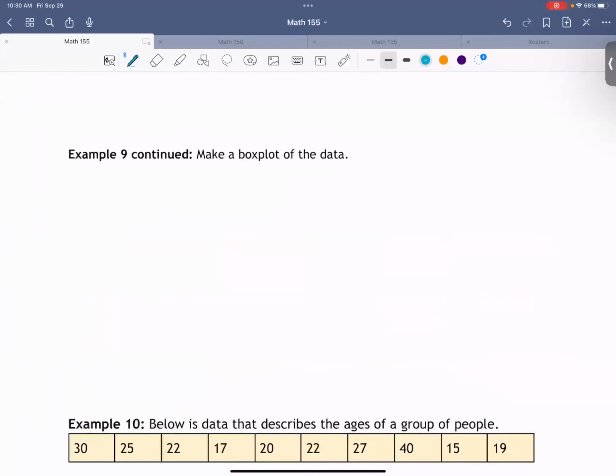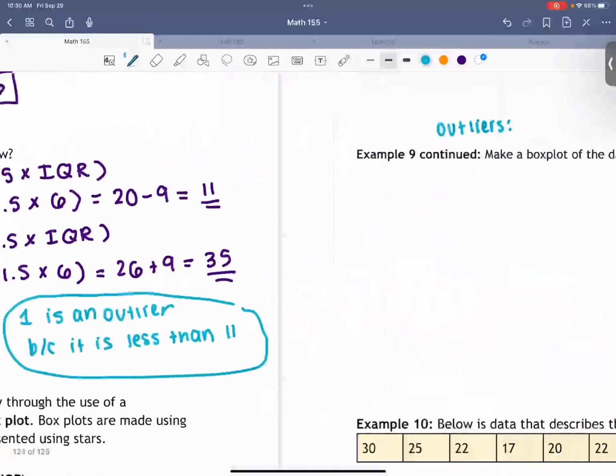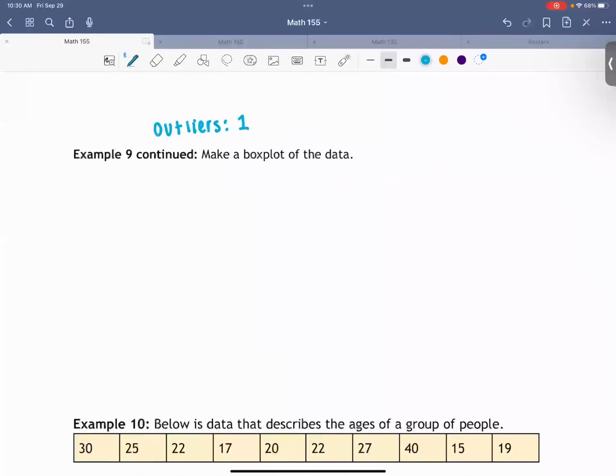Now, when I go about making box plots, I feel like I get kind of confused because there's so much stuff going into making the box plots themselves. So I make a little chart on the side just so I can figure out, okay, what goes where. The first thing I'm going to do is write where my outliers are. On the last page, we actually figured out that 1 is an outlier. So I'm just going to say that my outlier is 1. So I have that down.